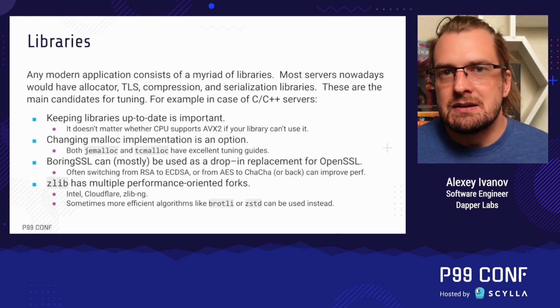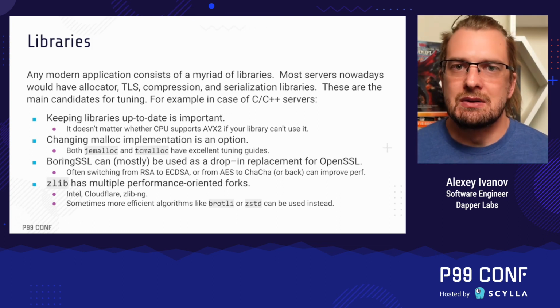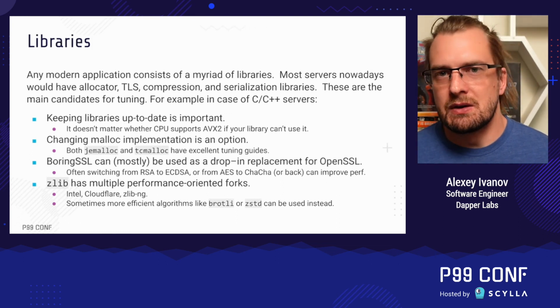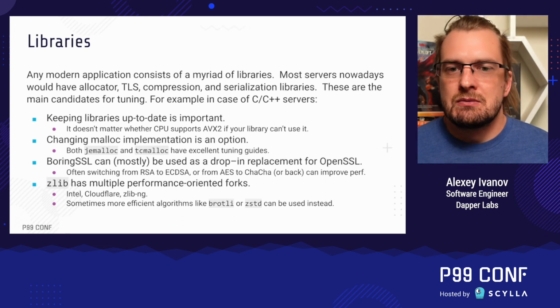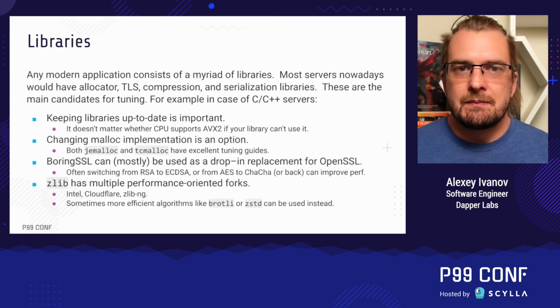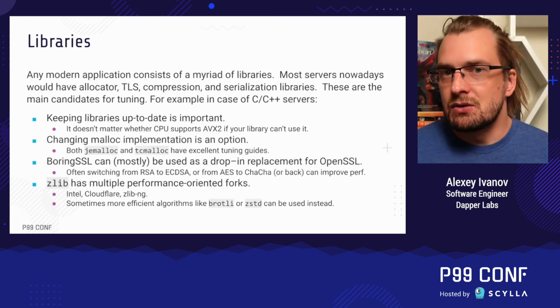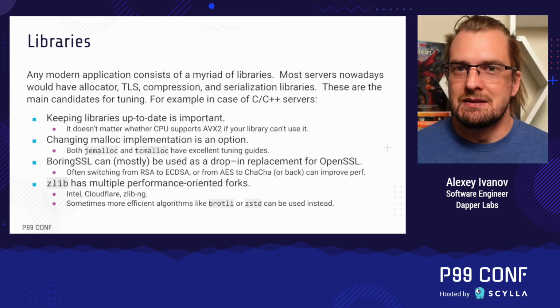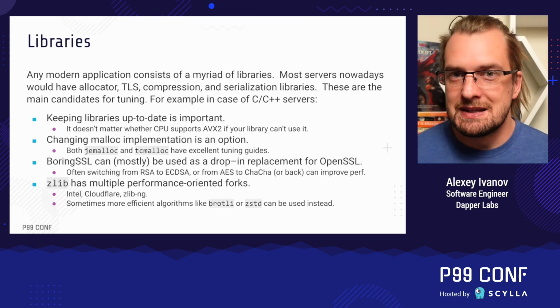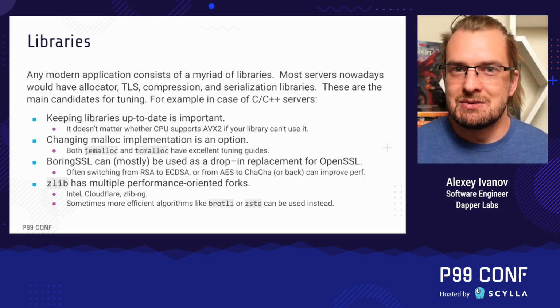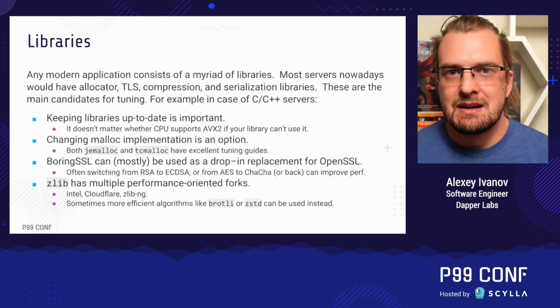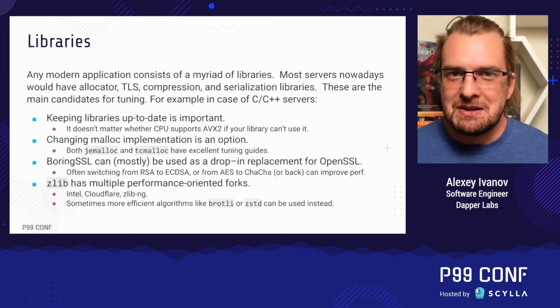Another example is zlib. Zlib has a bunch of forks. You can try them out, like one from Cloudflare, another one from Intel. So see which one performs better in your environment. And again, if you have control over that environment, maybe it's just time to ditch zlib as a whole and just use something modern like Brotli or Zstandard. There is no need to actually deal with all that legacy zlib stuff.